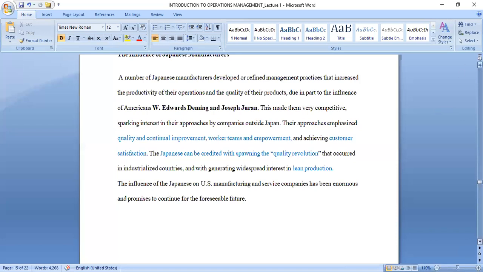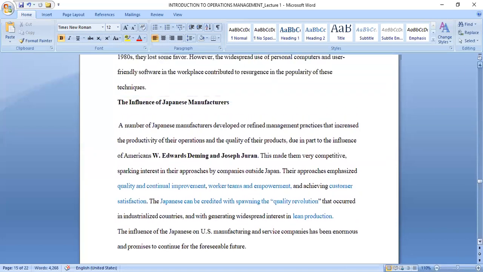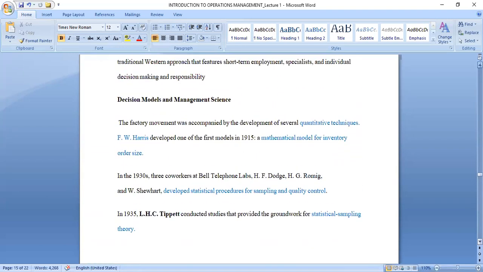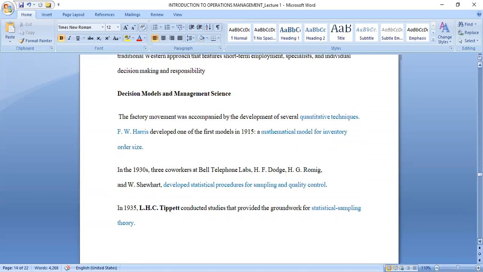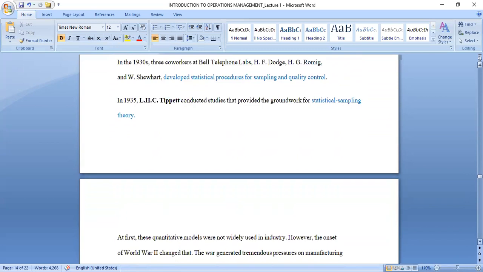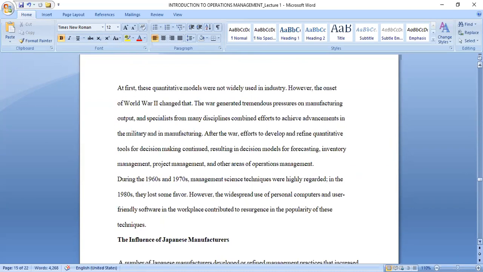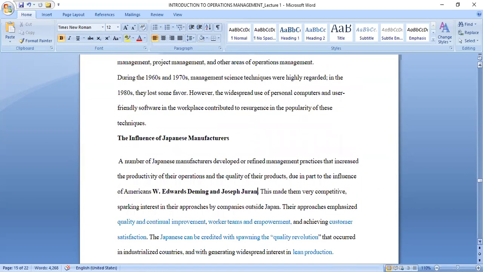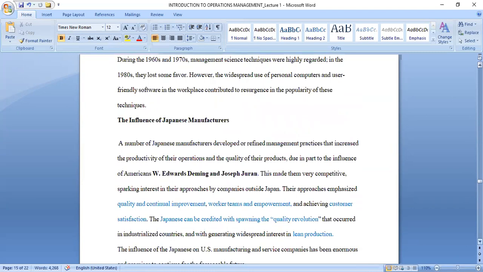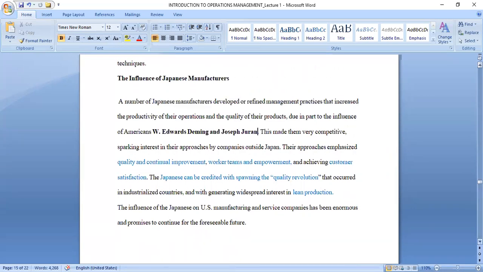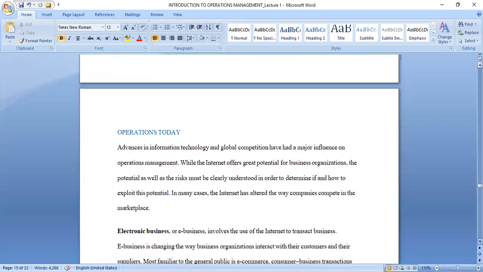And then we saw the decision sciences, the decision models and management science, where we've seen that it was basically the use of statistical techniques or quantitative or mathematical techniques to control inventory and to control quality. And then also we see that the Japanese, in their manufacturing, came up with quality control, which is the quality management and the use of lean operations, right? So now that was about the evolution of operations management.